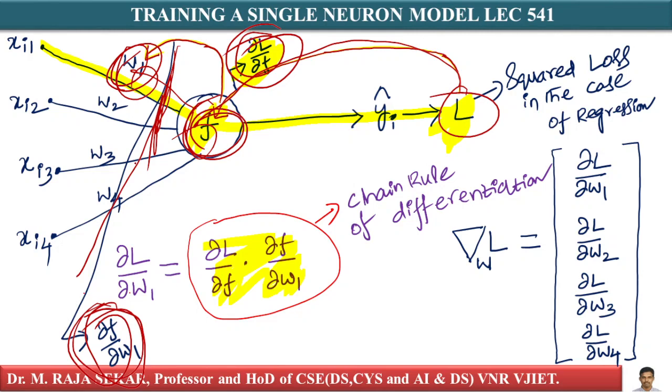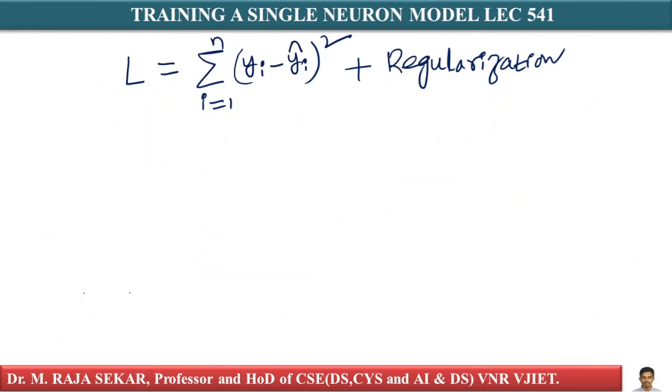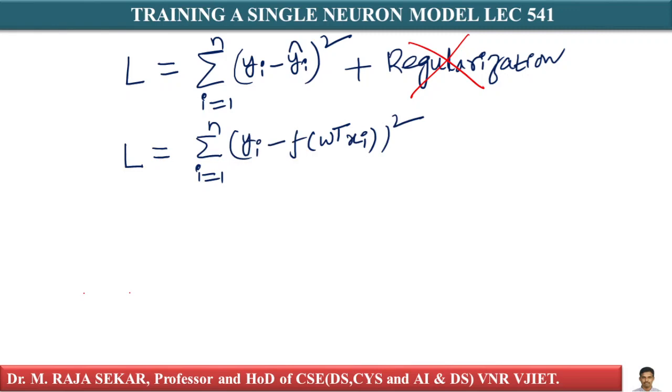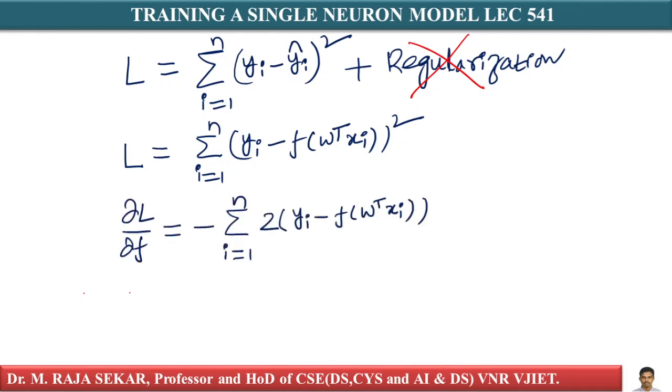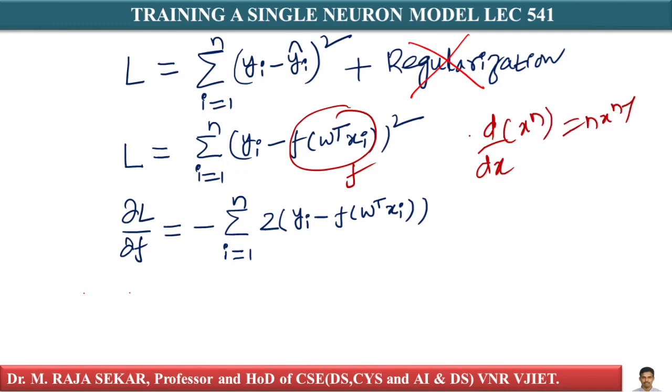What is my L? L is sigma i equal to 1 to n, yi minus y cap whole square, plus regularization. Let's ignore the regularization for a while. Y cap can be written as F of W transpose xi. So what is dou L by dou F? For simplicity, let me assume this is just F. What is d by dx of x power n? That is n into x to the power of n minus 1. That is 2 into yi minus F of W transpose xi whole power 2 minus 1, isn't it?